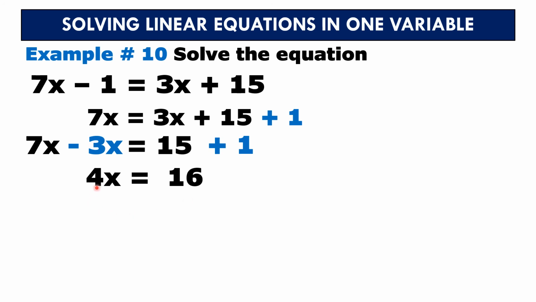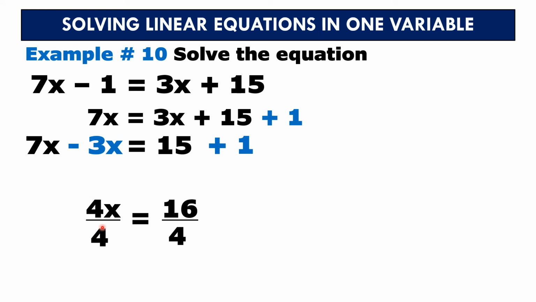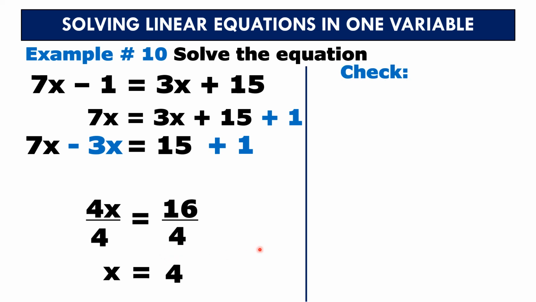Next, kailangan natin eliminate yung 4 dito. So, para ma-eliminate ang 4, we need to divide both side by 4. So, we have now 4x over 4 equals 16 over 4. And 4x over 4 is equal to x kasi 4 divided by 4 is equal to 1. Then, 16 divided by 4 is equal to 4. Next, to check if the answer is correct, substitute lang natin yung value ng x, and the value of x is equal to 4.